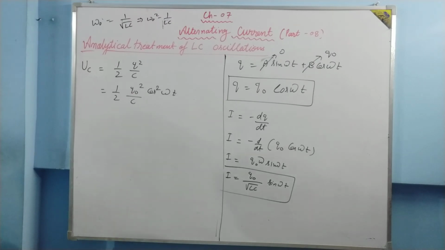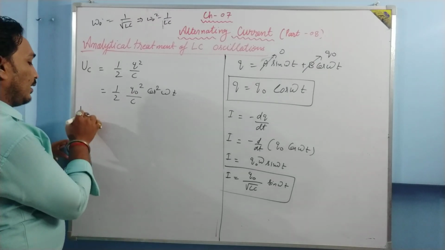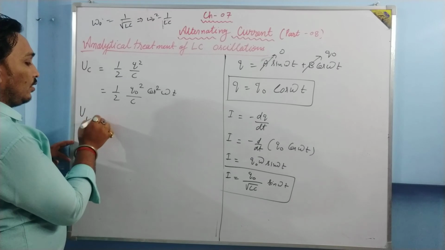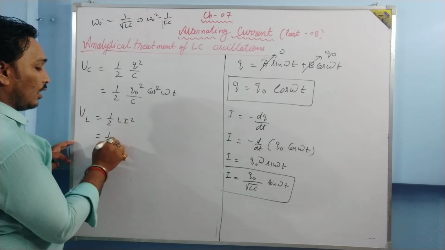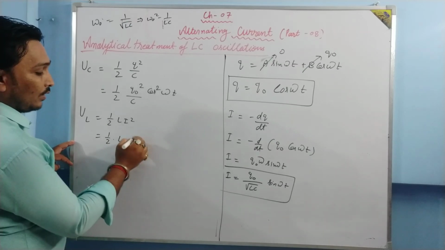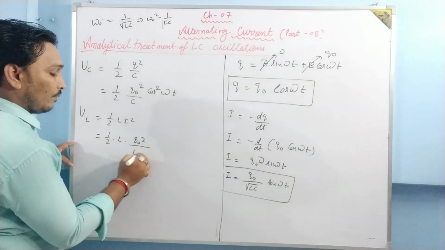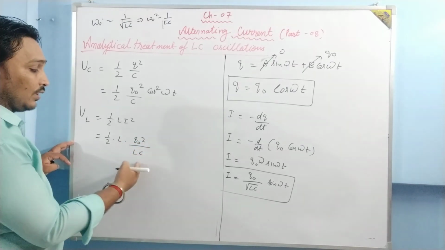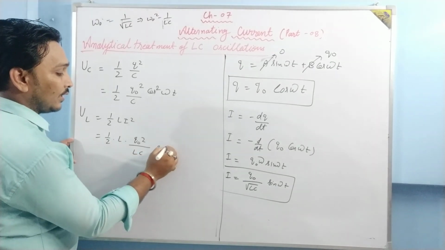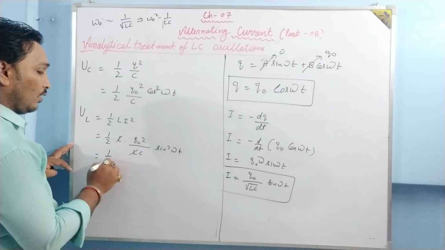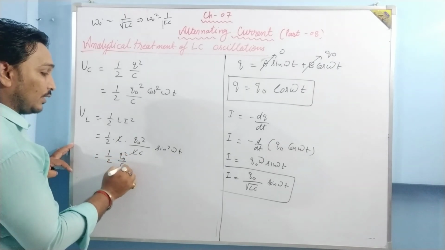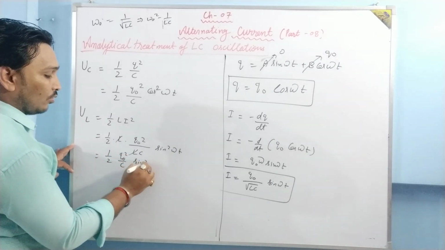And for the inductor, half L i square. Just put the value of I over here. Half L, in place of I, Q naught square upon under root LC whole square, which is LC, and then sin square omega t. L and L will be cancelled out. We are going to have 1 by 2 Q naught square by C sin square omega t.